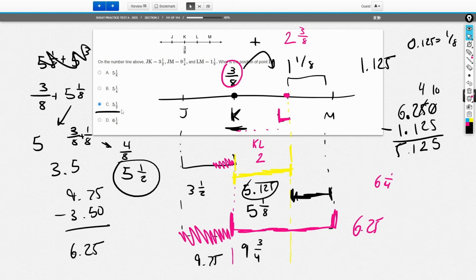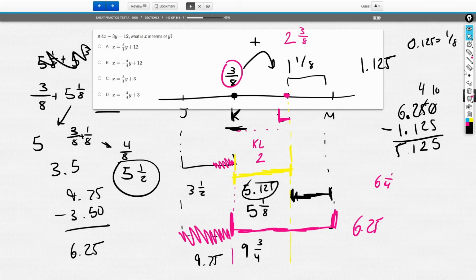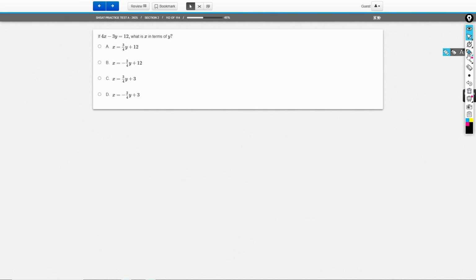All right. Moving on to number 112. We're almost over, thankfully. Or we're almost done. So if 4x minus 3y is equal to 12, what is x in terms of y? So they're asking us what is x, so just solve for x.